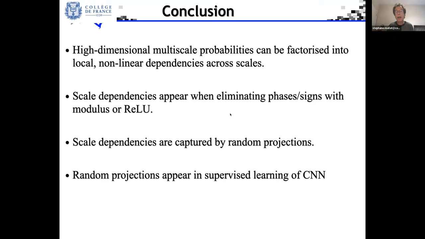And you can capture these scale dependencies through random projection. And now, if you begin to look at the weights of these random networks, you do realize that they look like random projections, not automatically, not always Gaussian, but in simpler models, they do appear to be Gaussian. And of course, the big question will be, okay, if it's not Gaussian, how can you refine that kind of model?